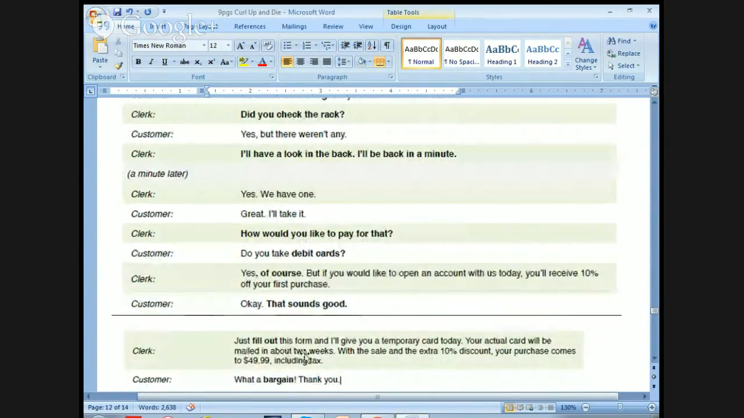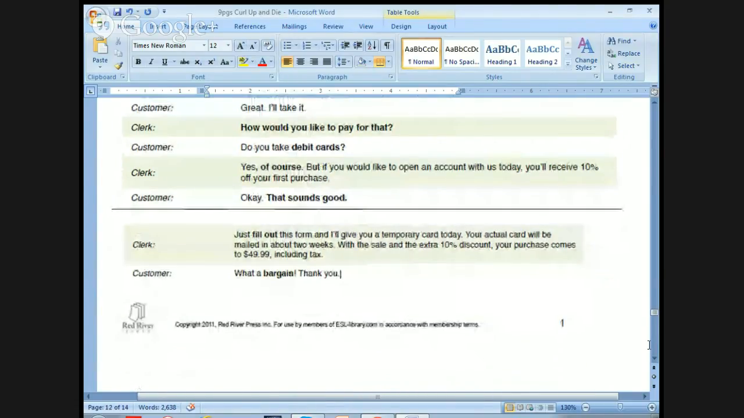Great, I'll take it. How would you like to pay for that? Do you take debit cards? Yes, of course. But if you would like to open an account with us today, you'll receive 10% off your first purchase. Okay, that sounds good. Just fill out this form and I'll give you a temporary card today. Your actual card will be mailed in about 2 weeks with the sale and the extra 10% discount. Your purchase comes to $49.99, including tax. What a bargain. Thank you.